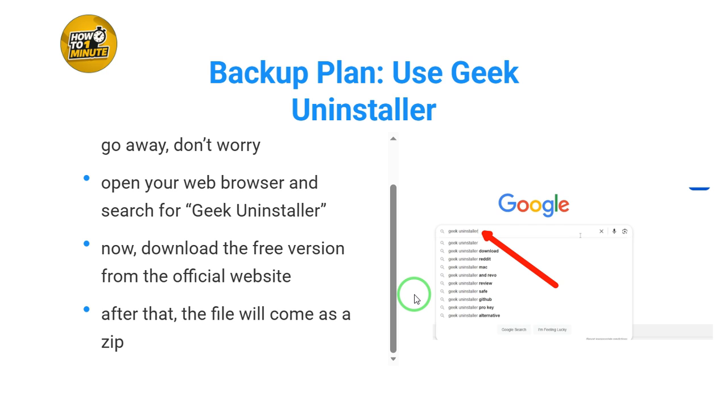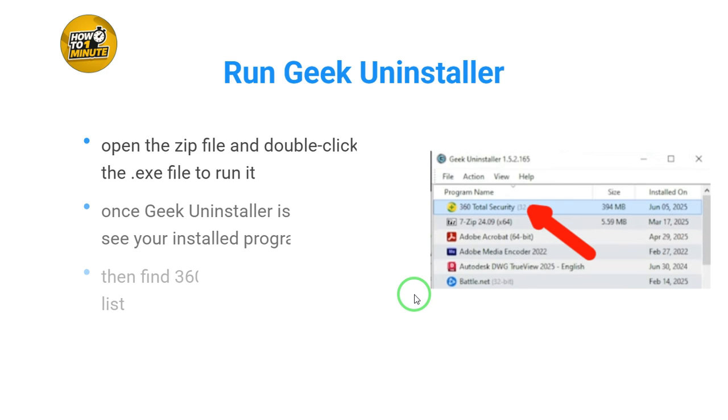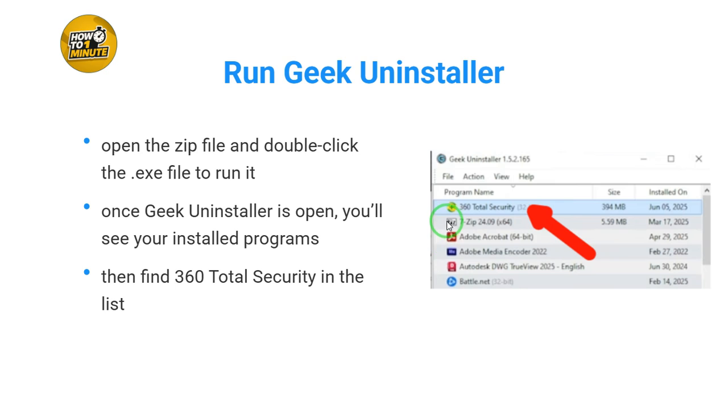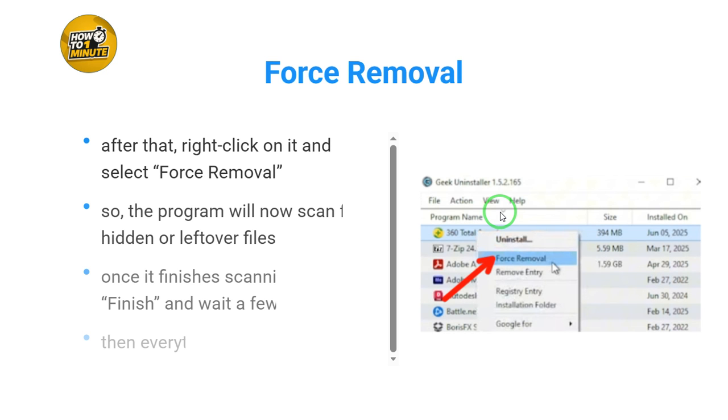After that, the file will come as a zip. So open the zip file and double-click the exe file to run it. Once Geek Uninstaller is open, you'll see your installed programs. Then find 360 Total Security in the list. After that, right-click on it and select Force Removal.